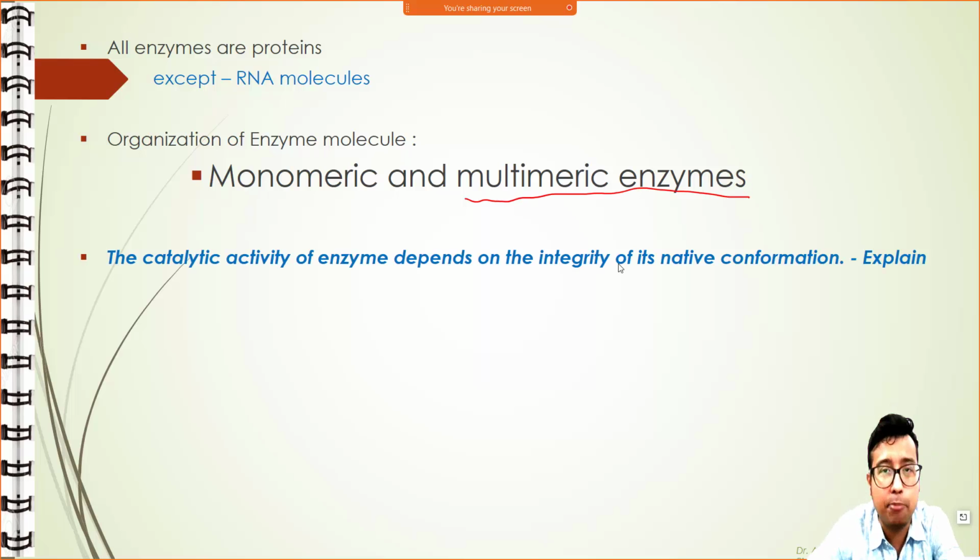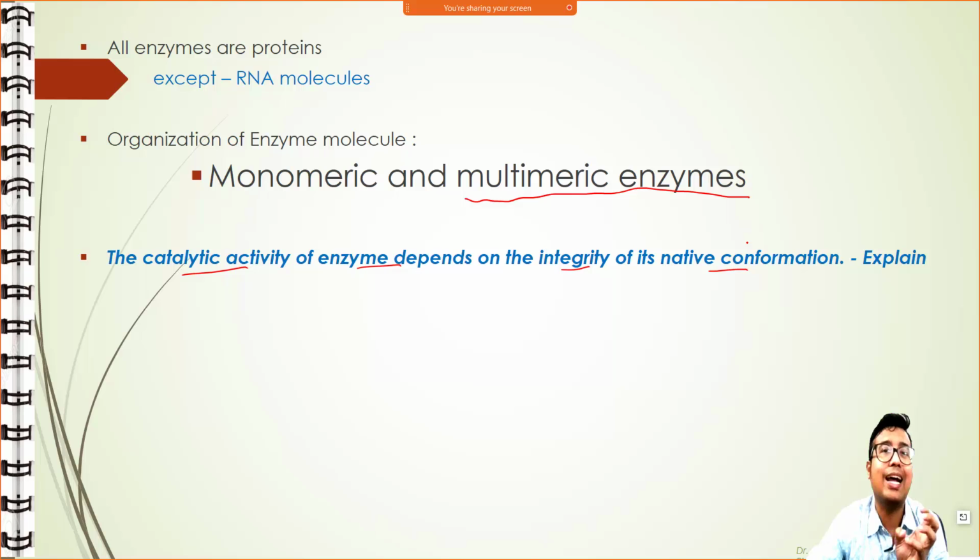There is an explain-why type of question that you need to answer. This comes very frequently. It says: the catalytic activity of an enzyme depends on the integrity of its native conformation. In our university it comes as the last question, often without any alternative. This is one of the most common questions from the very basics. The catalytic activity of an enzyme depends on the integrity of its native conformation. So what will be the explanation? The explanation is very simple: it's the nature of the enzyme that dictates its function.